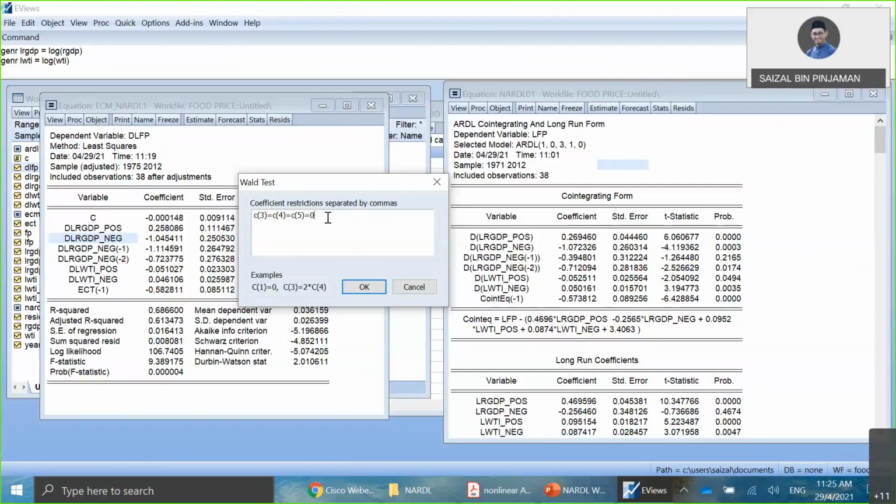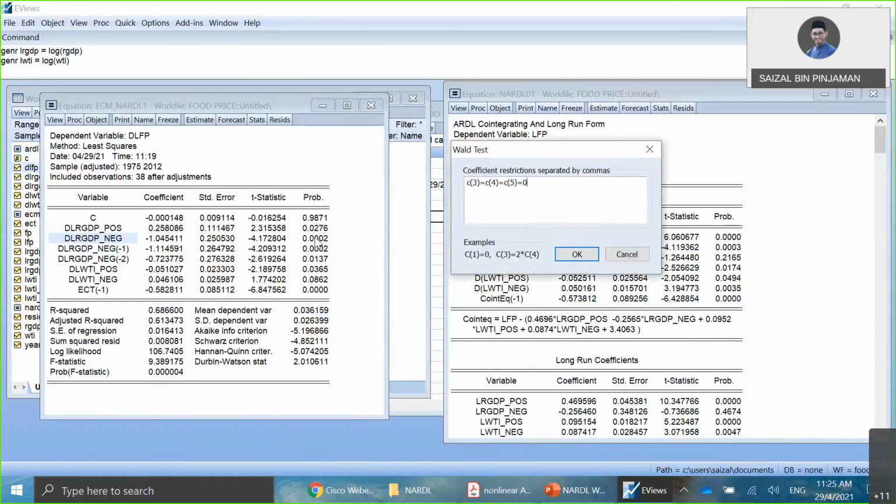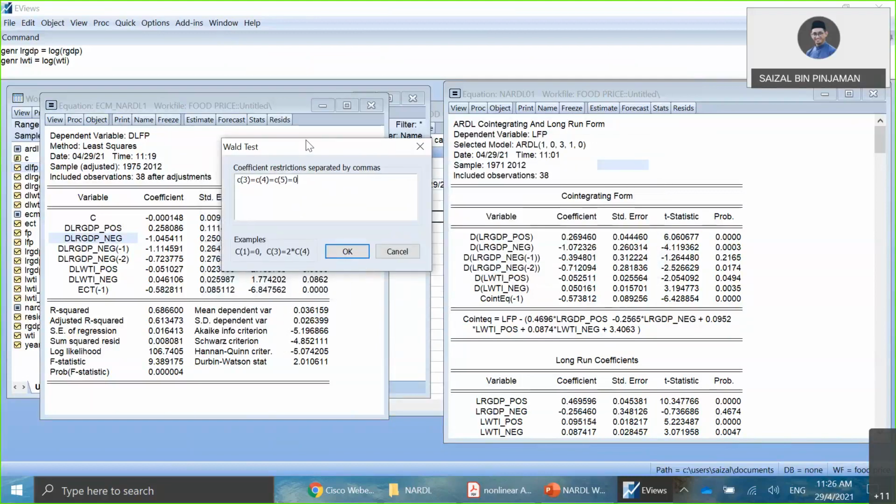When they are equal to 0, it means that these coefficients that we have in the ECM, LRGDP negative, are not significant in explaining the dependent variable, which is food price, because they are equal to 0. If they are not equal to 0, it means that they are significant. But of course, referring to this probability value, I can guess that it will be significant as well. But who knows? Let us see.